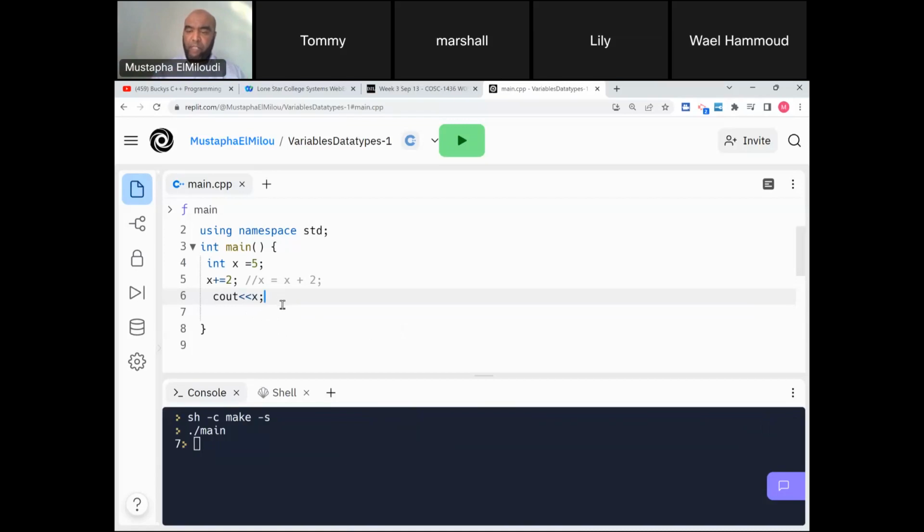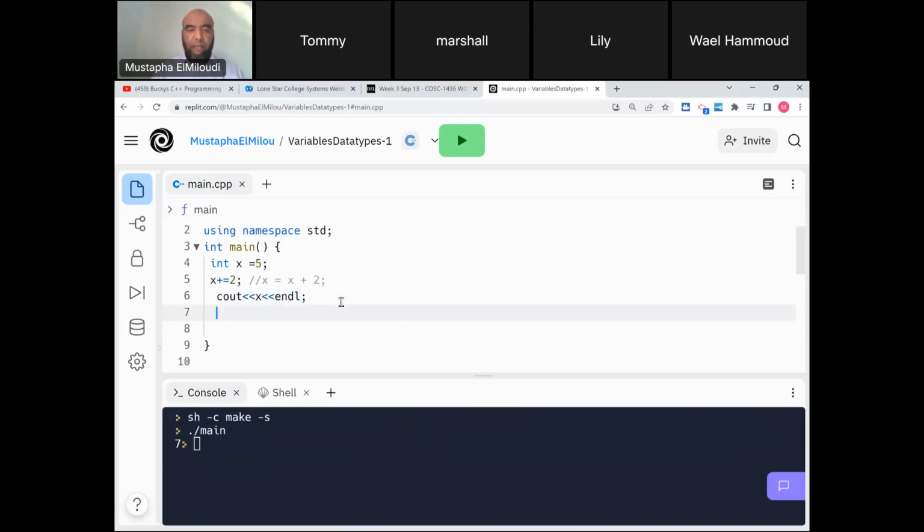minus. I can put, for example, right here, at the end of the line, x minus equal 1, which is the same thing, by the way, as x minus minus. That's an abbreviation, a shortcut. Or also x equal x minus 1. All of them mean the same thing. You are subtracting 1 from the value of your variable. That's all it means.